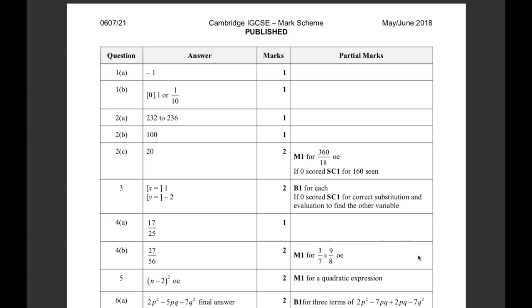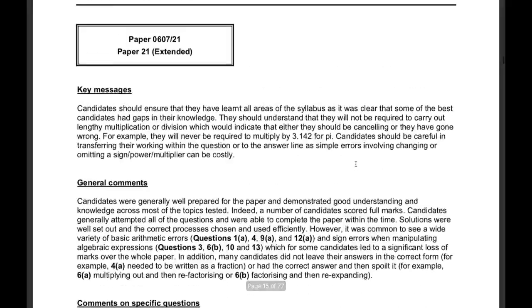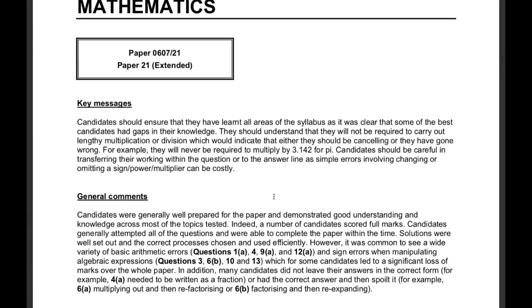scheme, so we'll be checking that as we go along, and also what's called the examiner's report, which is an important document. It tells you what students did well and what they could have improved on. For example, in this particular paper, lengthy multiplication or division was not required, and it's often a sign you've gone wrong somewhere if you are doing that. For example, they say that if you're multiplying by 3.142 for pi, that's not the skill they're looking for on a non-calculator paper.